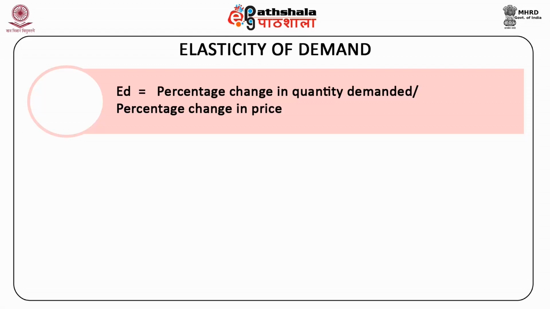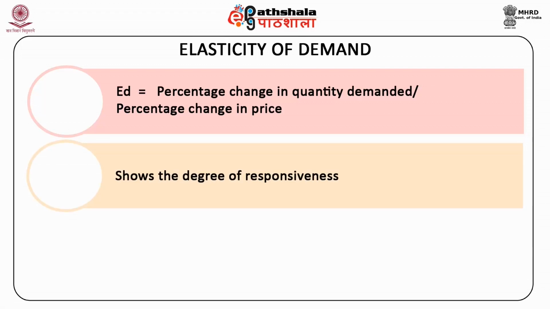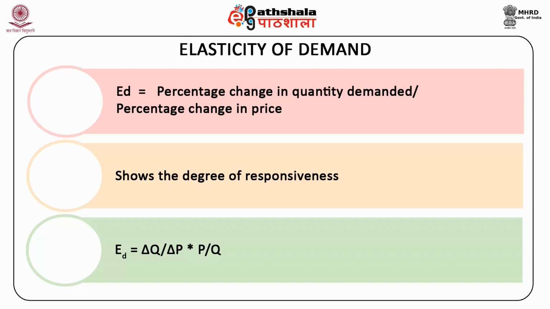Price elasticity also shows the degree of responsiveness of the change in the quantity demanded of a product due to the change in its price. The above equation can be written as ED = (change in Q / Q × 100) / (change in P / P × 100) = (change in Q / Q) / (change in P / P). Thus, ED = (change in Q / change in P) × (P / Q).